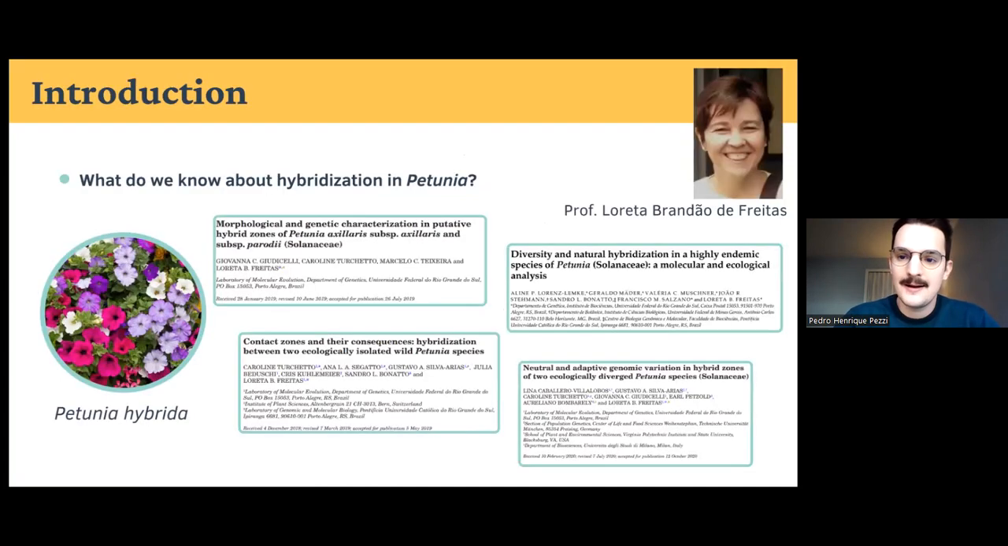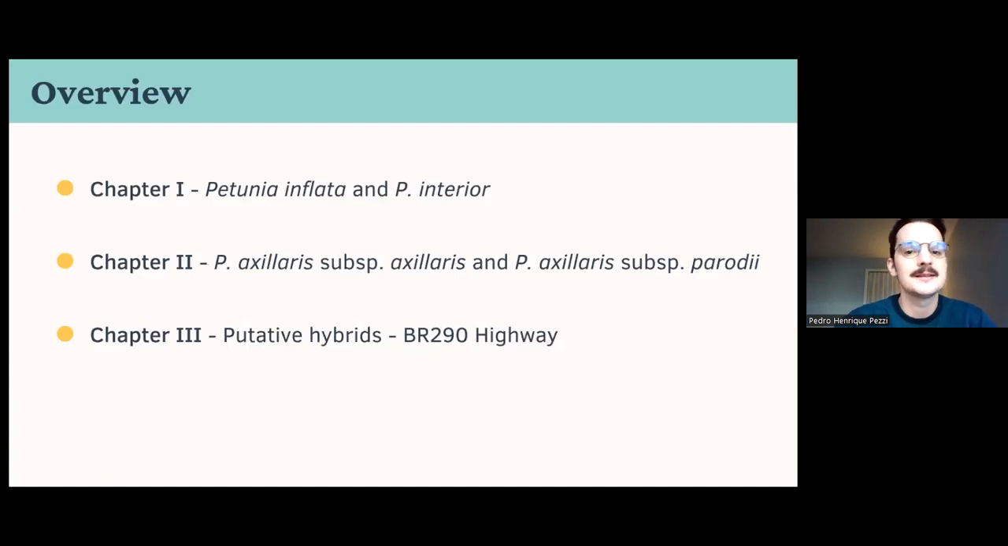But my advisor, Loreta, has been studying hybridization in Petunia for a long time. I think the first study published on hybridization in Petunia was between Petunia exserta and Petunia axillaris, in 2006. But since 2006, other hybridization events have been described or suggested. Here I'm going to talk about three of those hybridization events that we think might be happening in the genus.